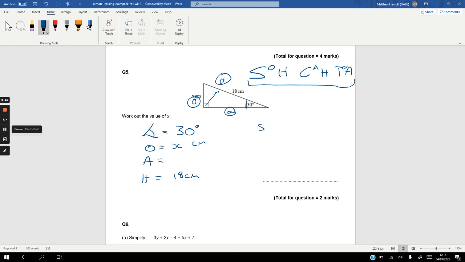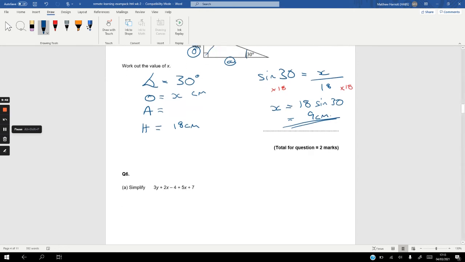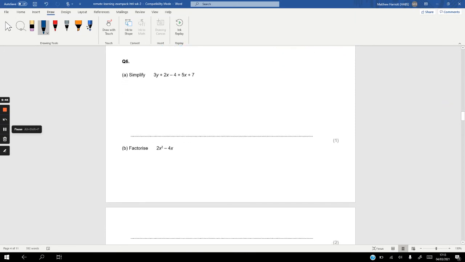Okay, so sine. Sine of the angle equals the opposite, which is x, divided by the hypotenuse, which is 18. To do this one, I multiply both sides by 18, and I should get that x is 18 sine 30. When I type that into a calculator, I should get a nice answer of 9 centimetres. Okay, 9 centimetres. Let's look at question 6, a nice algebra question for us.